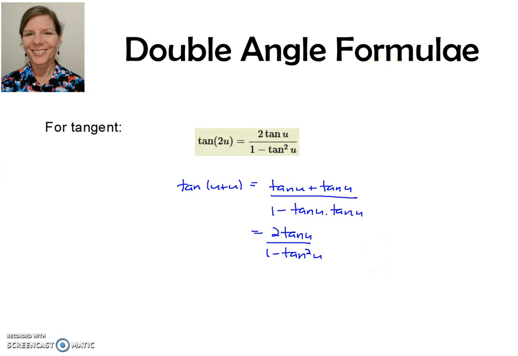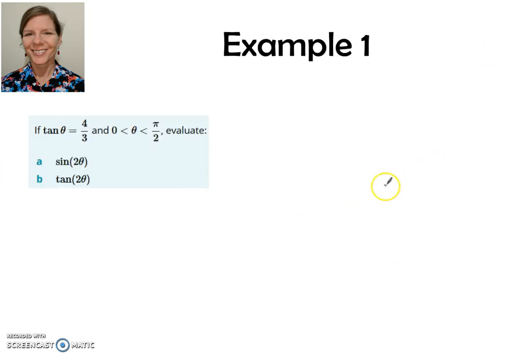So let's have a look at a couple of examples, how we actually use these things. The first question says if tan theta is 4 on 3, and you know that theta is between 0 and pi on 2, or 90, so we're talking first quadrant of the unit circle. So quick sketch. Okay, do a sketch, makes me happy. Evaluate sine 2 theta and tan 2 theta.